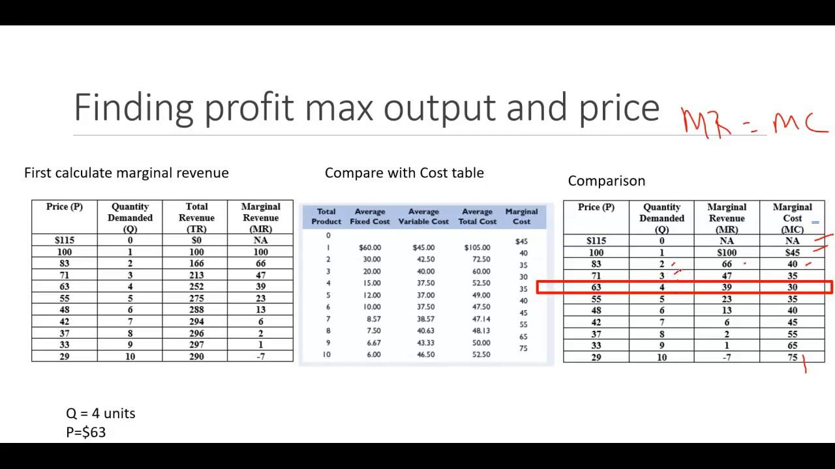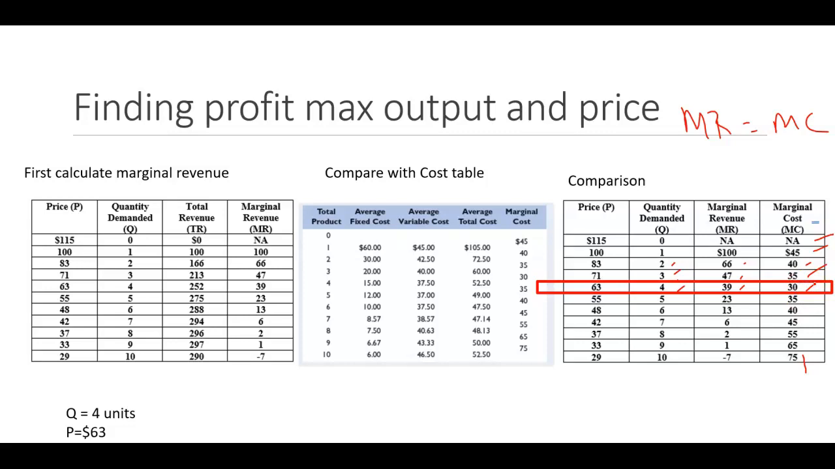If I produce 3 units, I'm bringing in incremental revenue of $47 and my marginal cost is 35. So my revenue is greater than my marginal cost. I'm going to keep producing. I'm going to produce 4 units. The 4th unit brings me $39 of revenue, and it cost me $30 to produce, so that looks good.